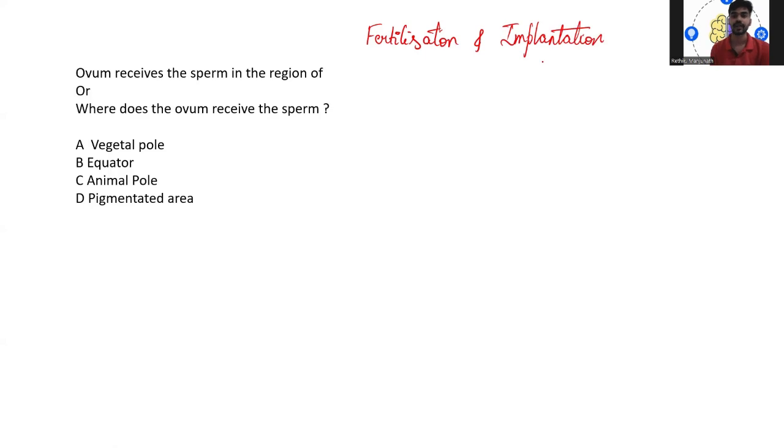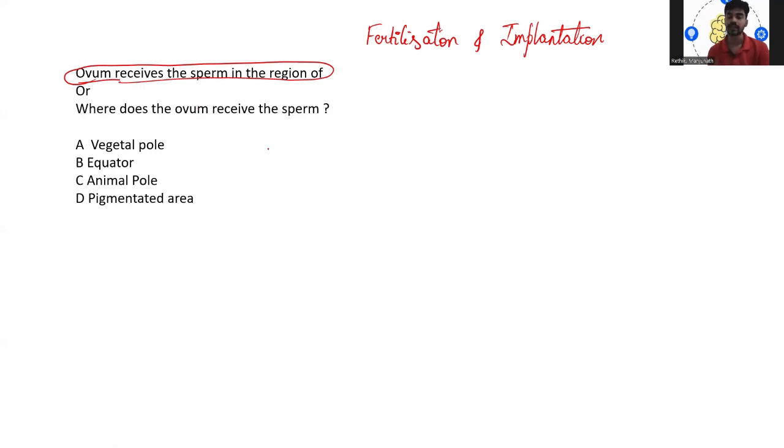As you can already see, the question on the slide is: the ovum receives the sperm in the region of. So where exactly is the ovum going to receive the sperm first? The question could also be asked as: where does the ovum receive the sperm? So the question can be asked in two ways.